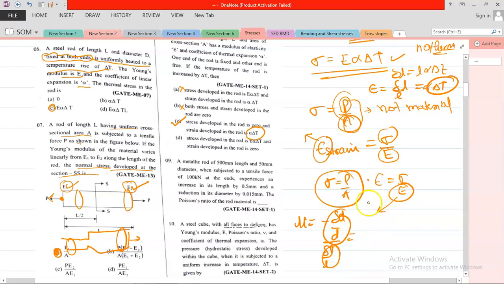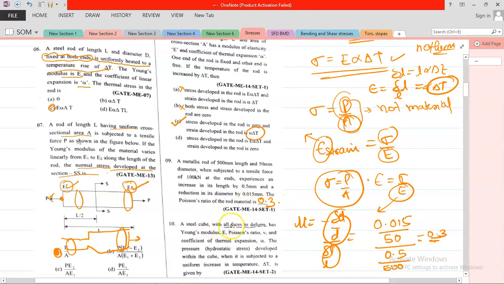So what is the change in diameter? Your change in diameter is 0.015 divided by your original diameter, that is 50 mm, divided by your change in length, that is 0.5 mm, divided by your original length 500 mm. So if you solve this value, your answer will come around 0.3, I think 0.3. So this is your NAT type question, so the value is 0.3. Now what is the next question?